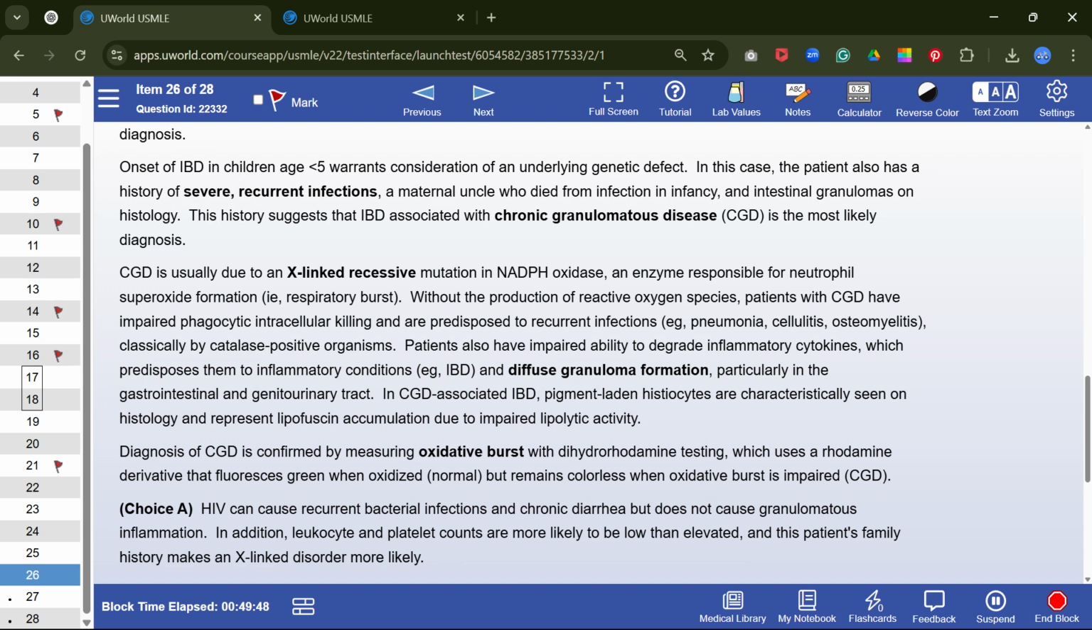Diagnosis of CGD is confirmed by measuring oxidative burst with dihydrorhodamine testing, which uses a dihydrorhodamine derivative that fluoresces green when oxidized but remains colorless when oxidative burst is impaired.